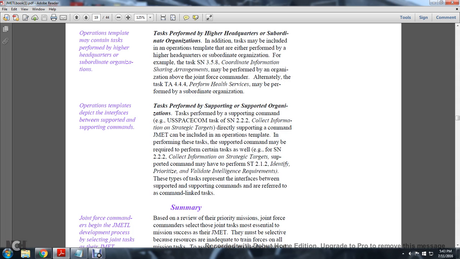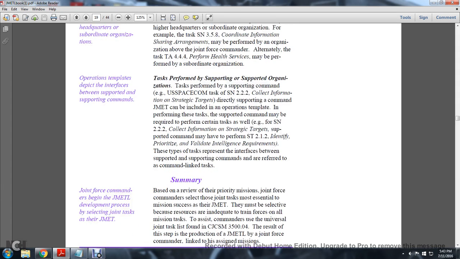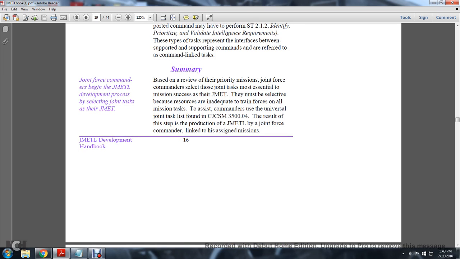Operational templates depict the interface between supported and supporting commands. These are tasks performed supporting the supported organization and tasks performed by supporting commands such as USPACOM. Strategic national collection of information and strategic targets directly support the command's joint mission essential tasks included in the operational template. The strategic command may be required to perform certain tasks as well, such as strategic theater identification of priorities and validating intelligence requirements. Each type represents the interface between the supported and supporting commands and is referred to as a command link task.